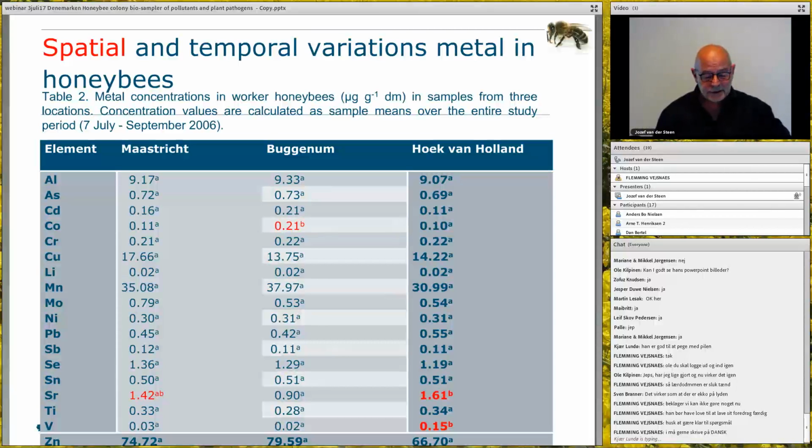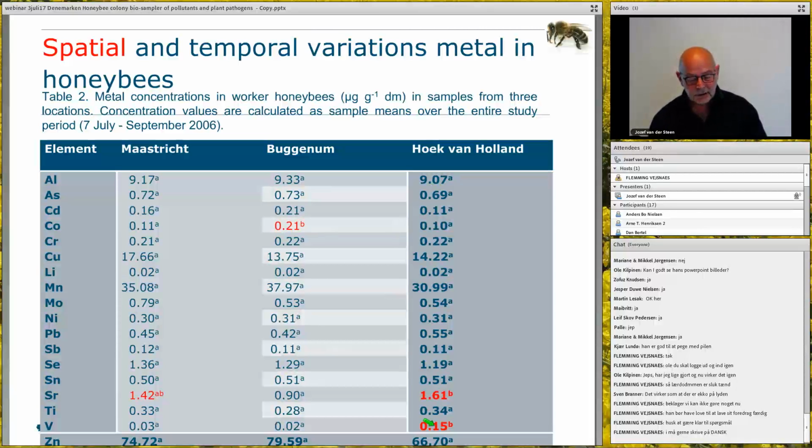There are a lot of differences in variation, and this is an overview of the data that I collected in the Netherlands, in Maastricht in the south of the Netherlands, in the middle of the Netherlands, and near Rotterdam. And you see, and I did it in red, there are some significant differences.